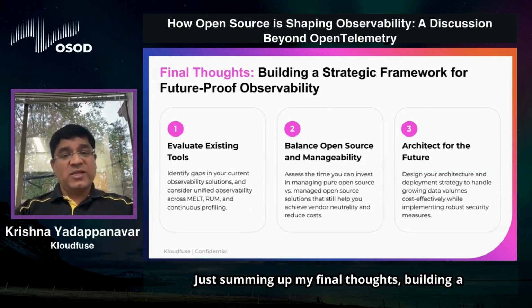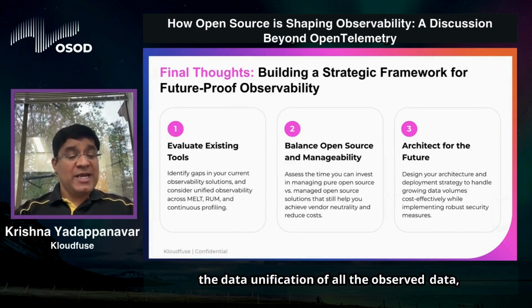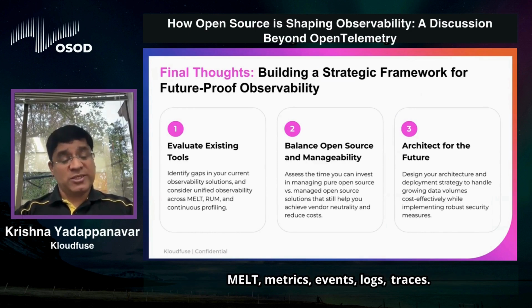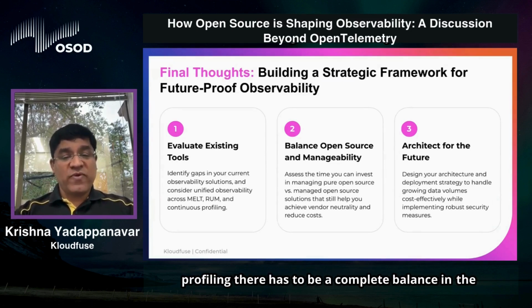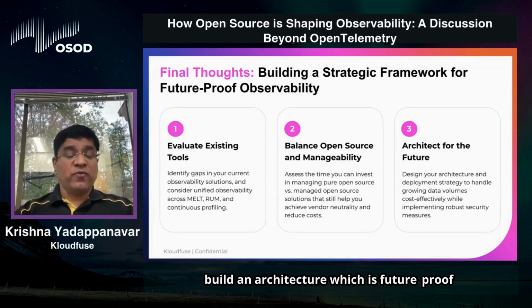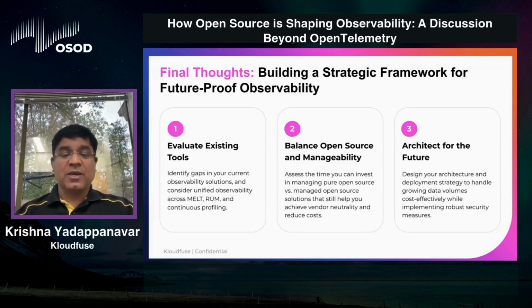Just summing up my final thoughts, building a future-proof strategic framework should include the data unification of all the observability data, whether it is the traditional MELT, metrics, events, logs, traces. There are new streams that have emerged with respect to real user monitoring and continuous profiling. There has to be a complete balance in the open source with respect to both manageability of the data and the data access itself. And you need to build an architecture which is future-proof, keeping in mind the cost, the cardinality, control, and the causality.